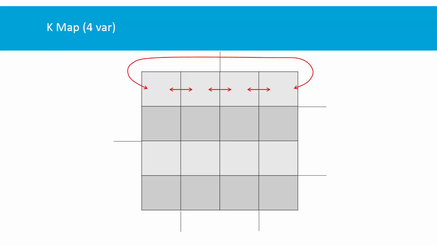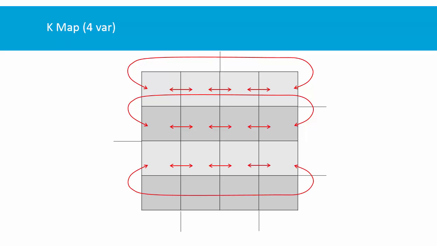So here we have the same thing that applied on the 3-variable K-map. The cell on the left is adjacent to the cell on the right. Again, we have the same with the second row, the same with the third row, and the same with the fourth row. However, we also have some other adjacencies.